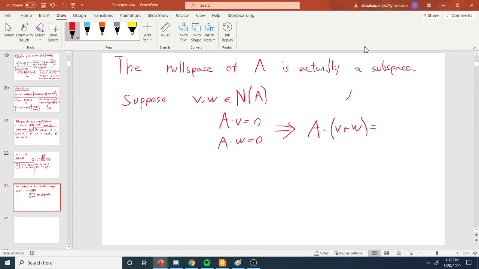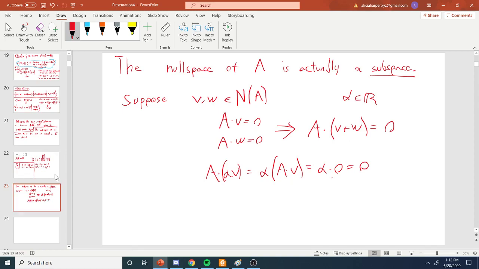And likewise, if alpha is a real number, then alpha times V, if we apply A to it, is the same thing as alpha times A times V, which is the same thing as alpha times the 0 vector, which is just the 0 vector. So the null space is closed under addition, and it's closed under scalar multiplication, so it's actually a subspace.